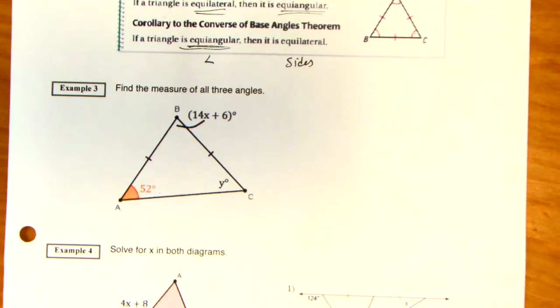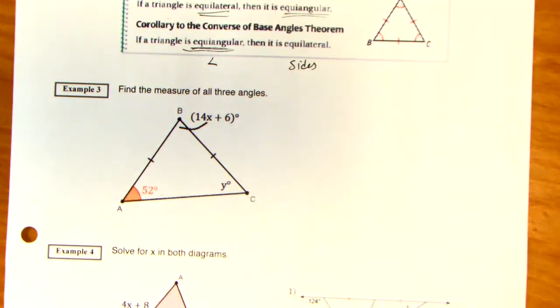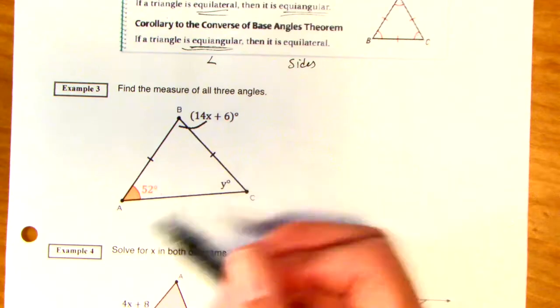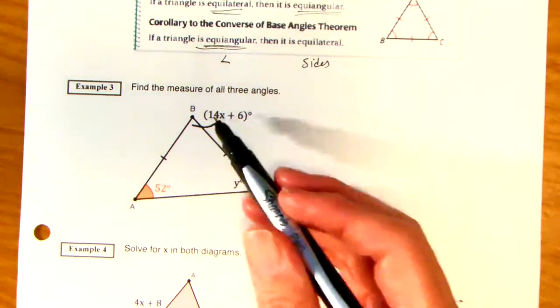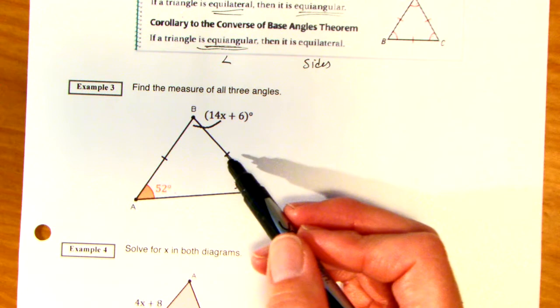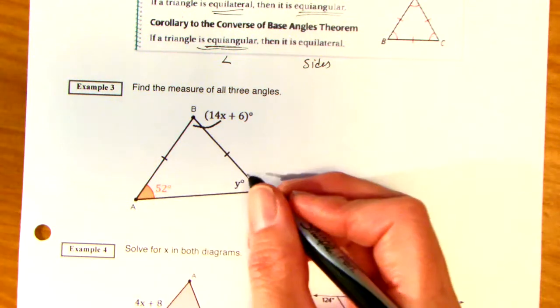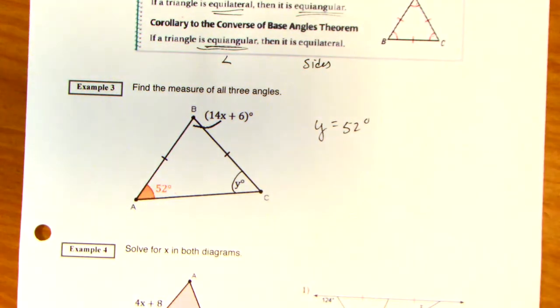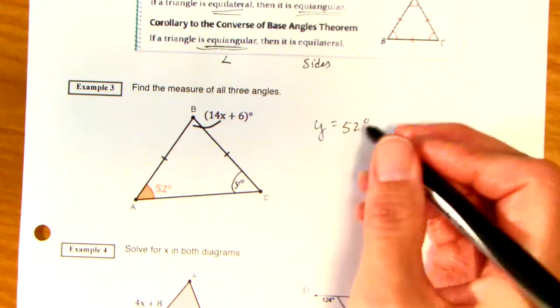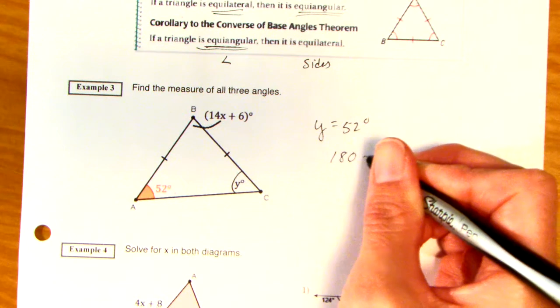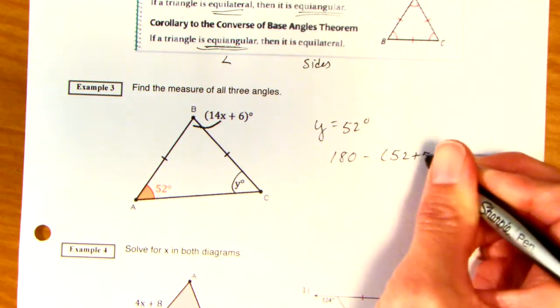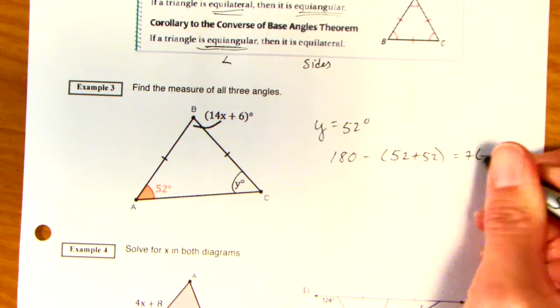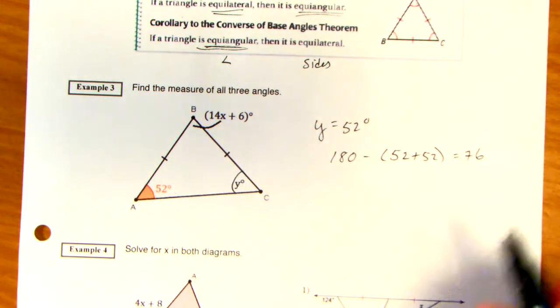Find the measure of all three angles. First of all, I have an x here and a y here, so that's kind of an issue. I'm going to have a 52. We can add them all up and equal 180, but that's not going to help me because I have two unknowns. However, take a look at this. This segment's congruent to this one. That means I know this is congruent to this. So y is equal to 52 degrees. So far so good. From there, I'm going to add 52 plus 52, and take it away from 180. And I'll get 76. So that means this right here has to equal 76.